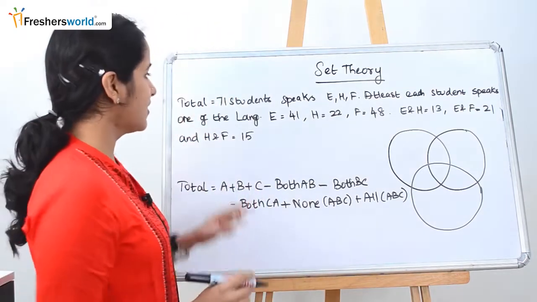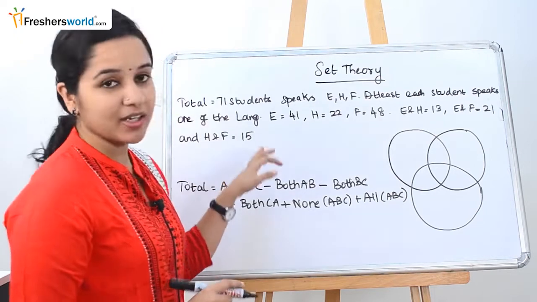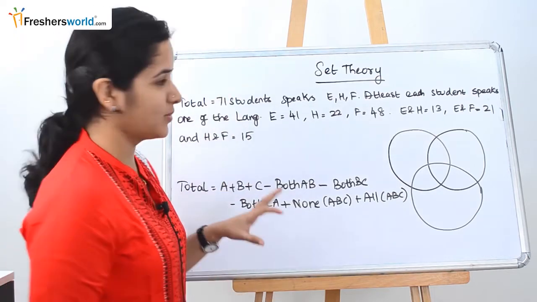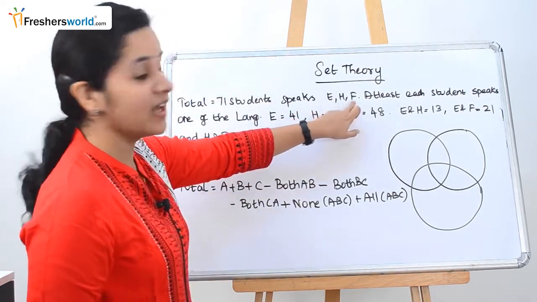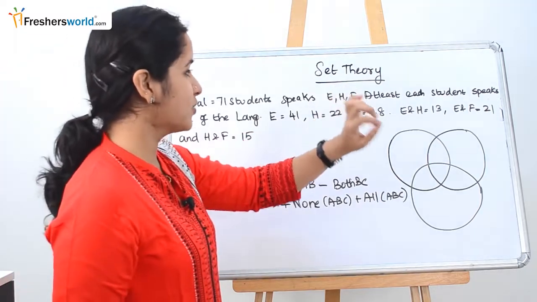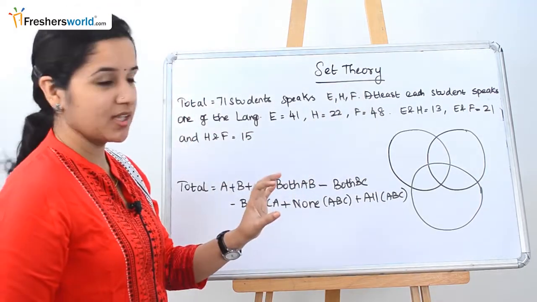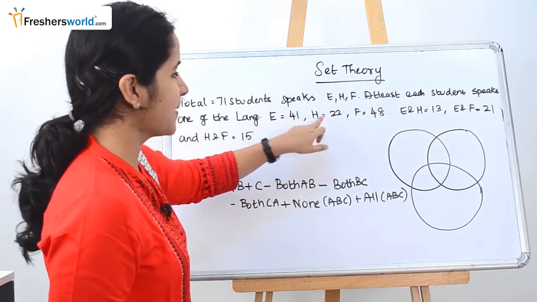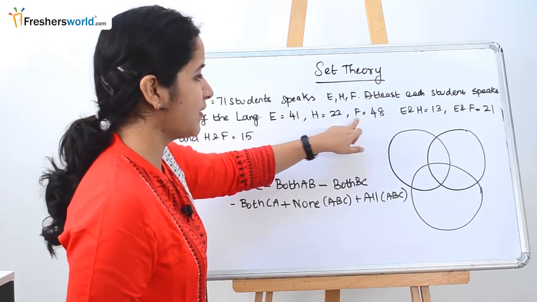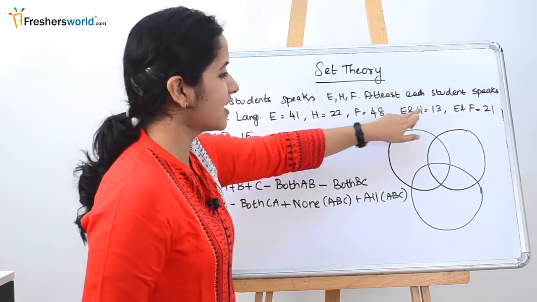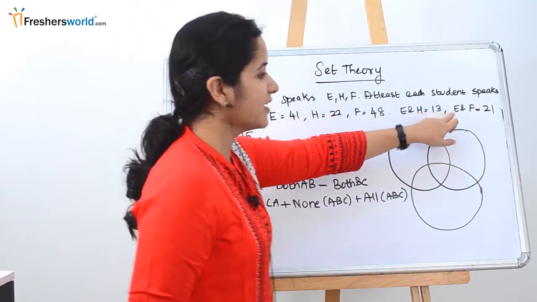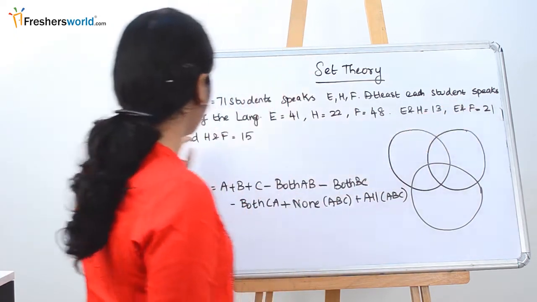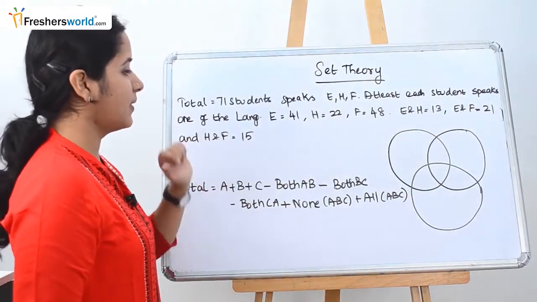The question they have given is, there are a total of 71 students in a class and they speak 3 languages, which are English, Hindi and French. At least each student speaks one of the languages. They are saying 41 students speak English, 22 students speak Hindi and 48 students speak French. The students who speak English and Hindi are 13, English and French are 21, and Hindi and French are 15.